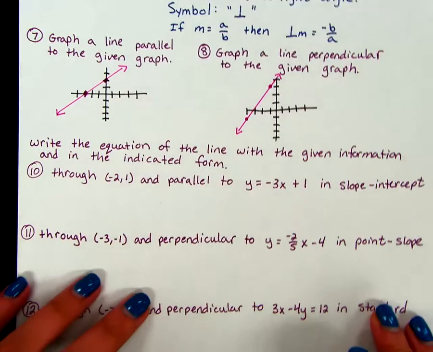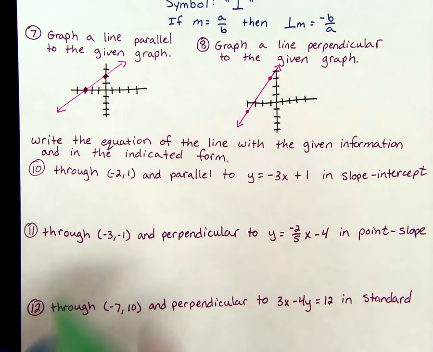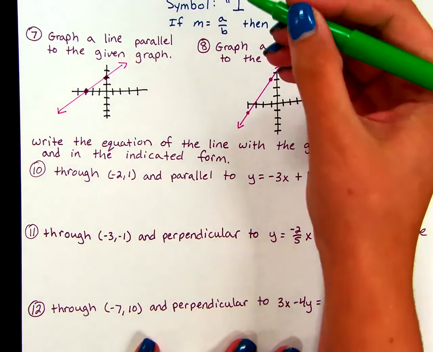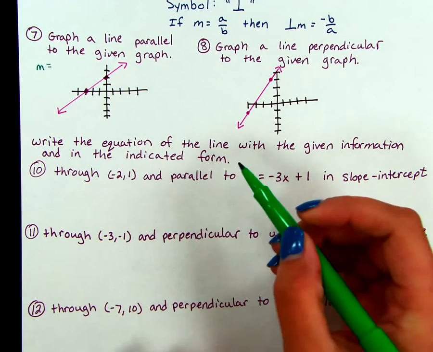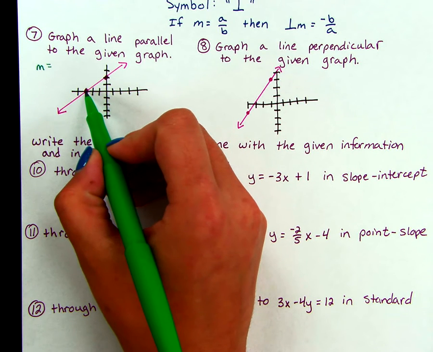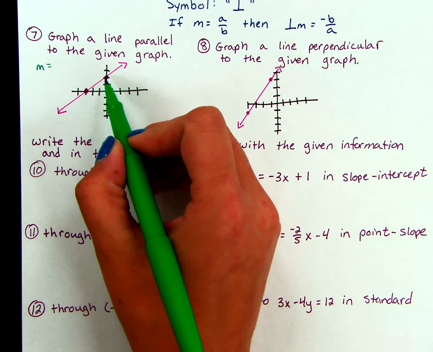All right, so if we do some examples, it says graph a line parallel to the given graph. So we can choose any line that we want, but before we pick one, we have to know what the slope is. So we need to find what m is of the original graph. This is one that's really easy just to count. So we're going 1, 2, 3 to the right, and then up 2.